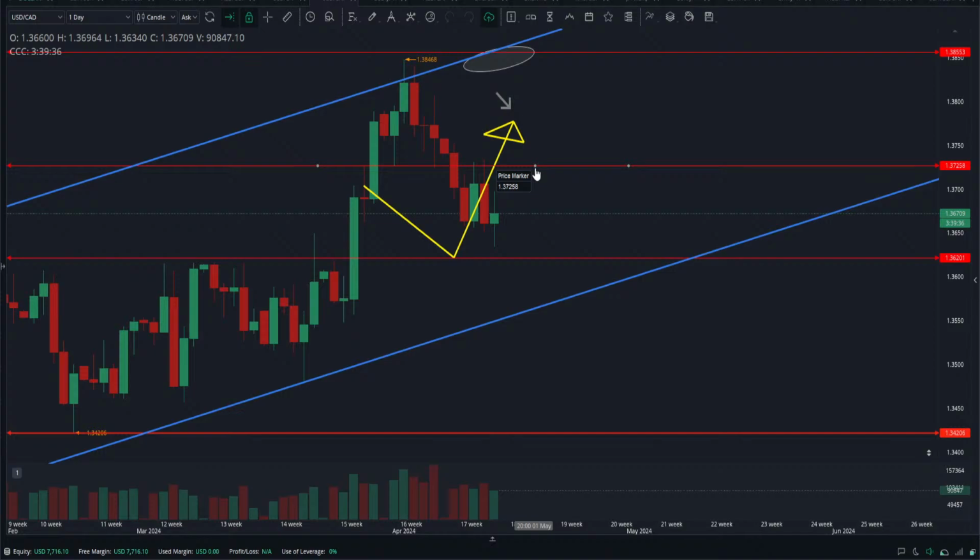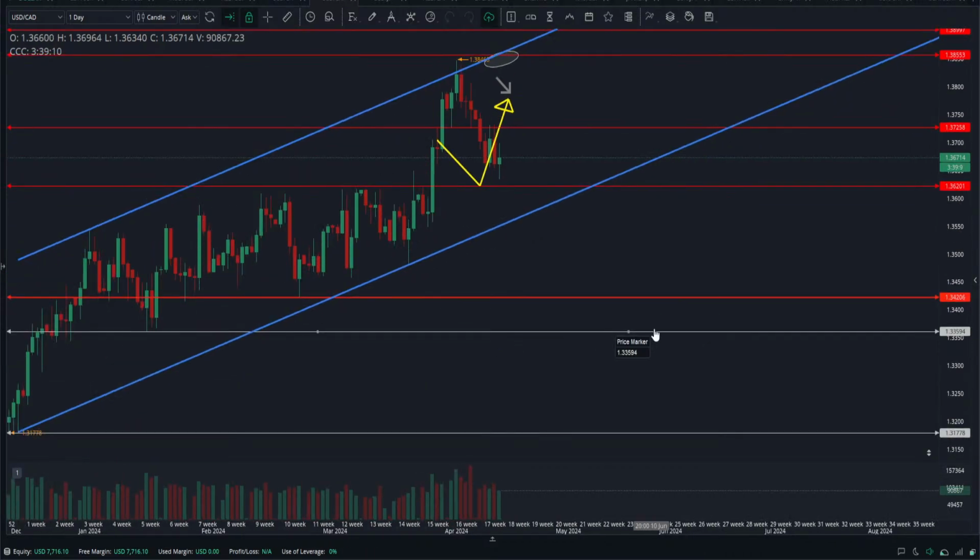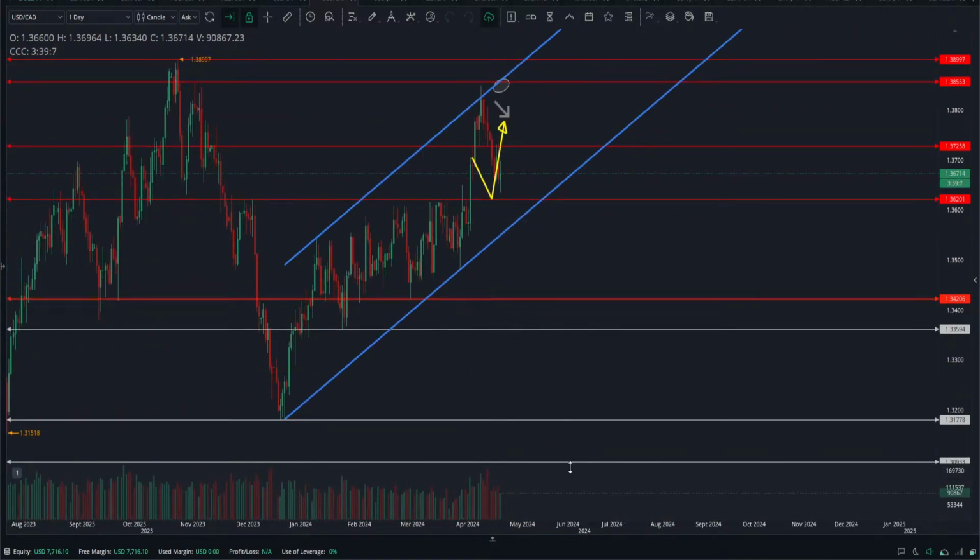The resistance is 1.3725 and the support is around 1.3620, which I'm expecting to break, and maybe the price will be headed lower. But right now it looks like the US dollar is not able to cope up with the Canadian dollar, which is on the rise, and there is a possibility of the price breaking below 1.3620. In that case, I'll be very cautious against USD CAD, because it will be a long-term sell off then, towards 1.3177. Let's see how things unfold. Right now I'm just looking at the price action here.